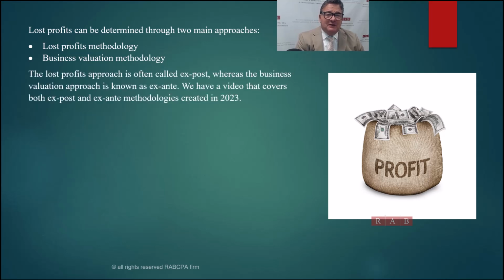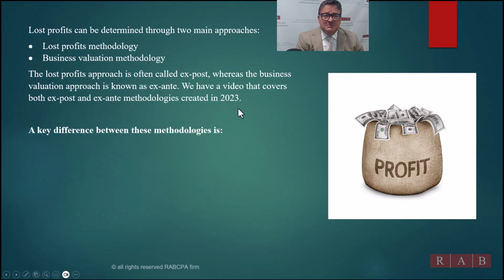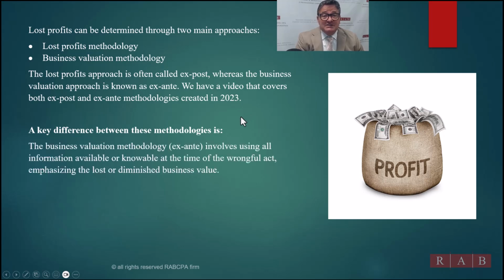Lost profits approach is often called what? Ex post, where the business valuation approach is known as ex-ante. And we've talked about ex post and ex-ante in a video we did either this year or last year. And we're going to talk a little bit about that now. You should know those two terms. Okay, a key difference between these methodologies is the business valuation methodology, or ex-ante, involves using all information available or known at the time of the wrongful act, right? When you do a business valuation, what do we always say? It has to be as of a specific date, right? We can't have a moving target.